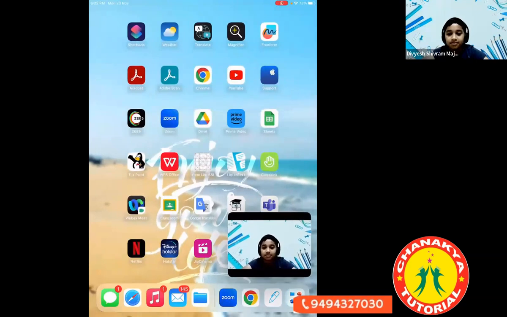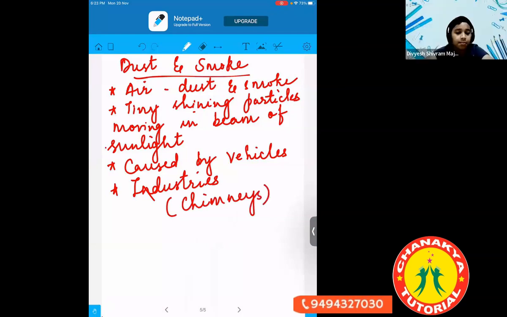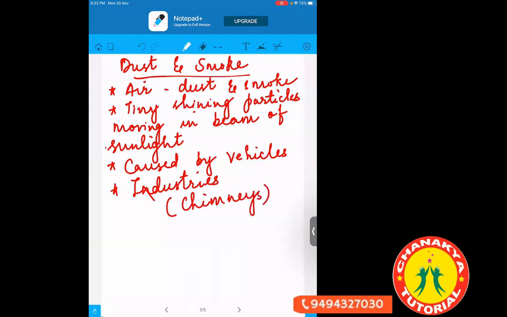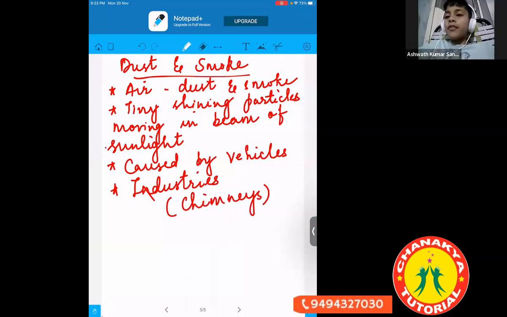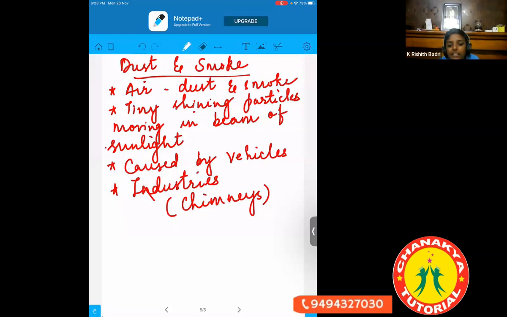Okay. So it is caused by the vehicles. These dust and smoke, they will be doing it. Then the other reason is the industries. We know very well what the industries will be doing. They will be releasing all the chemicals outside, and they release the gas also through the chimneys. They have big chimneys, mainly power plants. Yes, the power plants and all, they will be releasing the gas outside into the atmosphere.